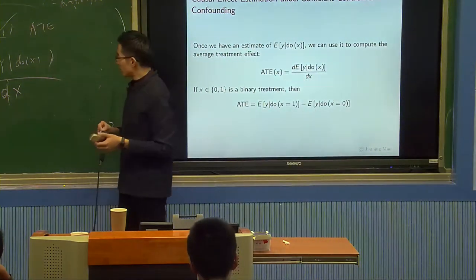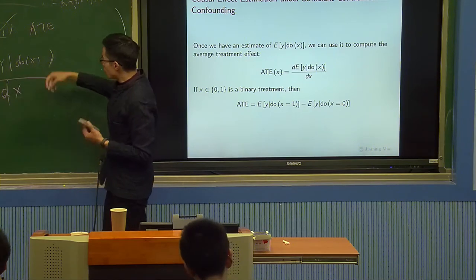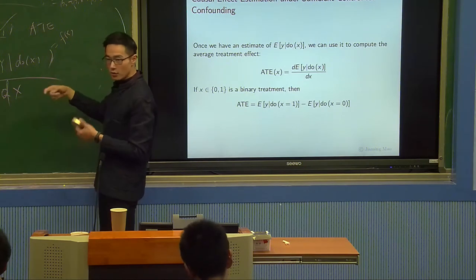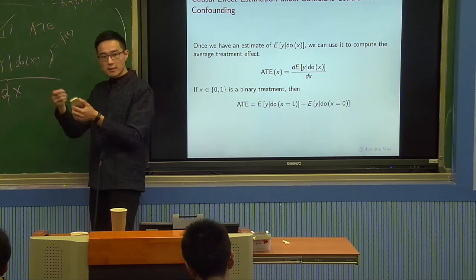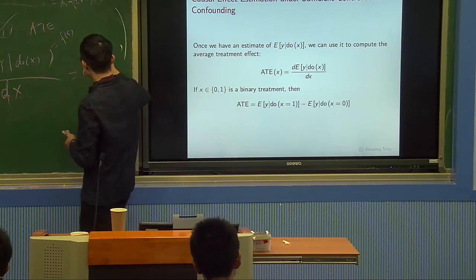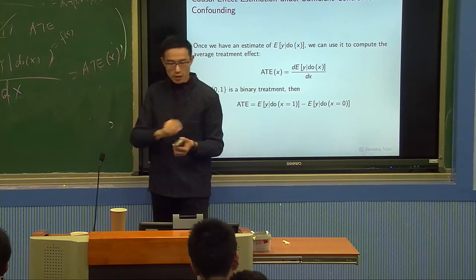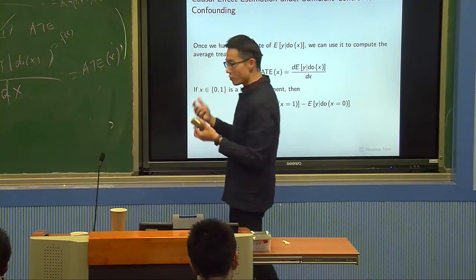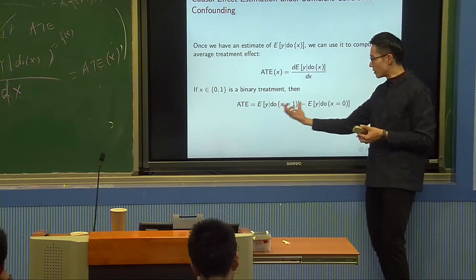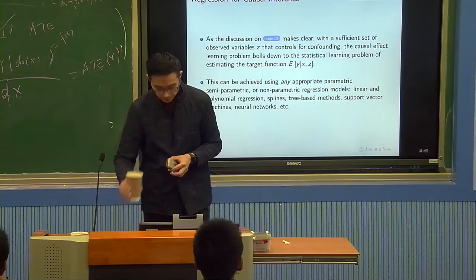Now it turns out that if E[Y | do(X)] is a function of X, then the ATE is also a function of X. In other words, the ATE will change when X changes. So typically, the ATE is a function of X and will change with respect to X. Of course, when X is 0, 1, then we have the traditional familiar formula, E[Y | do(X)] contrast of the two.